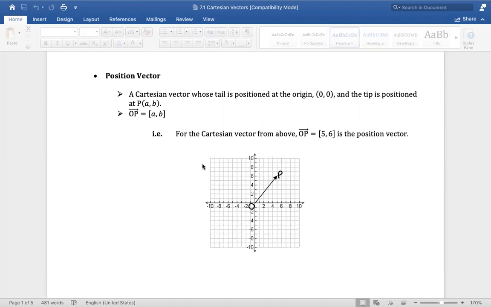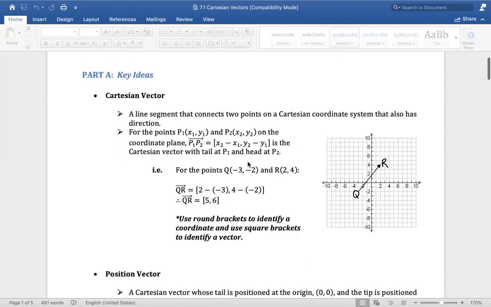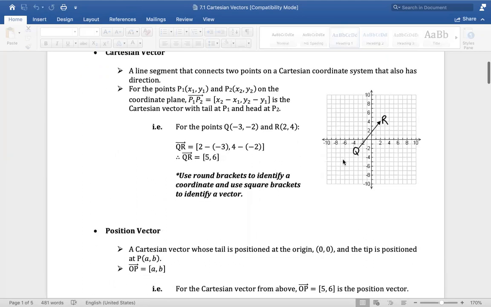Okay, so how does a position vector, let's say, compare to a Cartesian vector? They're the same thing. But let's say I was to move Q, the tail, into the origin at 0, 0. Then this whole vector would just shift, right, up into the first quadrant.